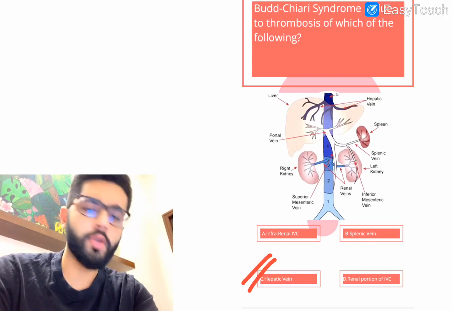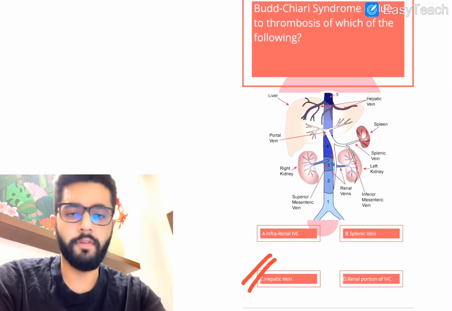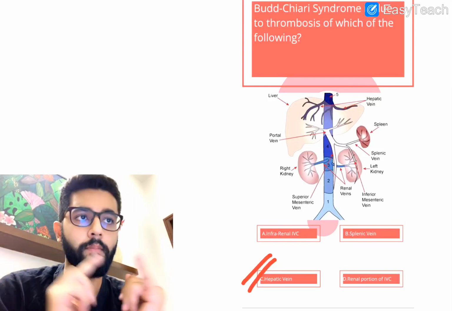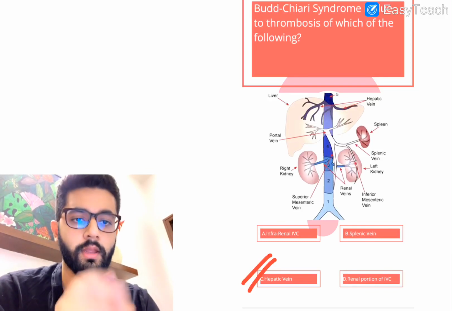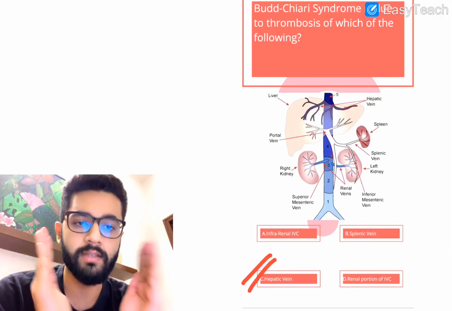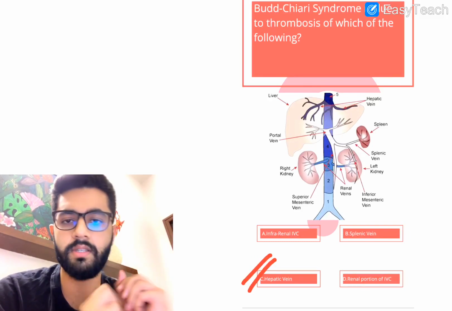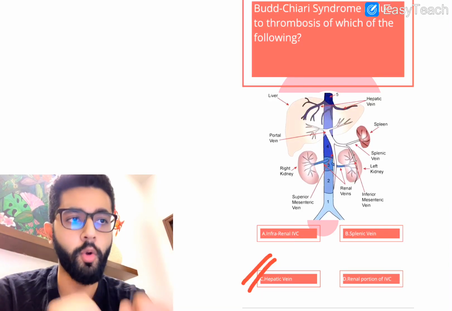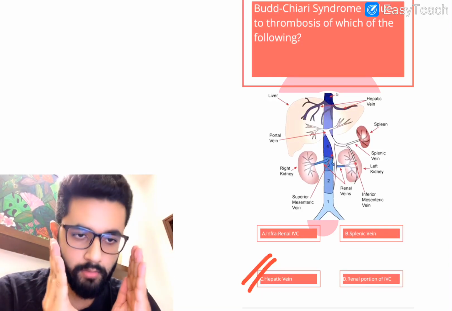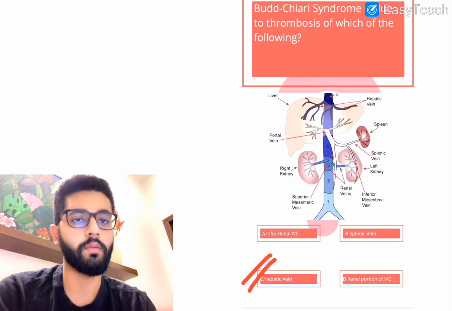A few important points about Budd-Chiari syndrome that you should know for the exam. Firstly, and most importantly, Budd-Chiari syndrome is a hepatic venous outflow obstruction. So it is the hepatic vein that's involved. There's a lot of confusion. Many people think it's the IVC, and many even think it's the splenic vein or superior mesenteric vein. But no, Budd-Chiari is very specific to hepatic venous outflow obstruction.